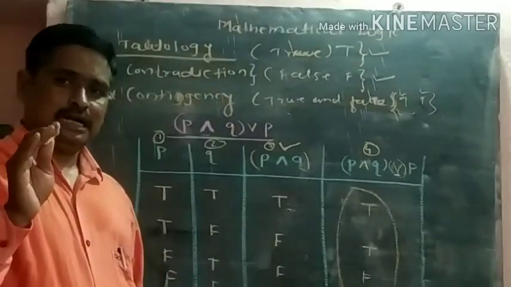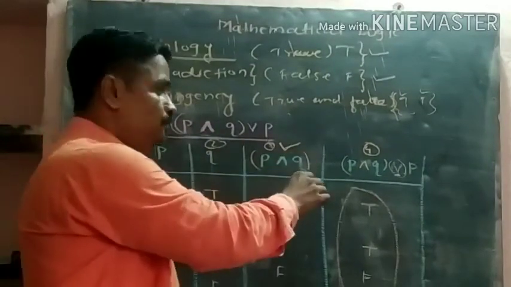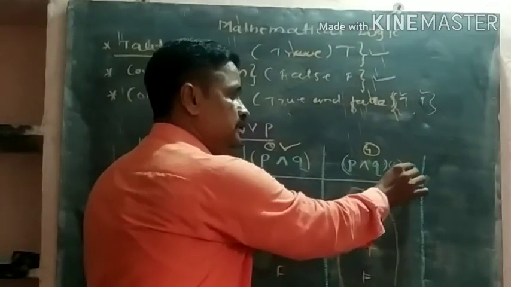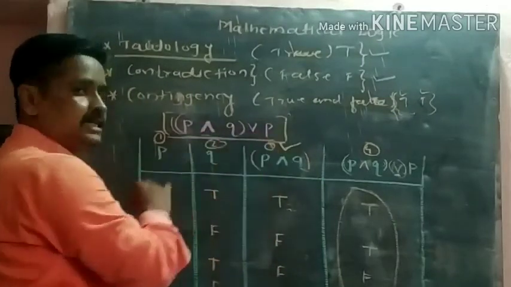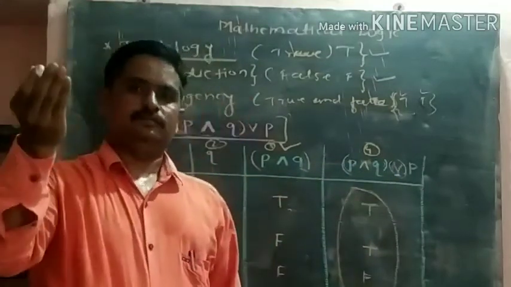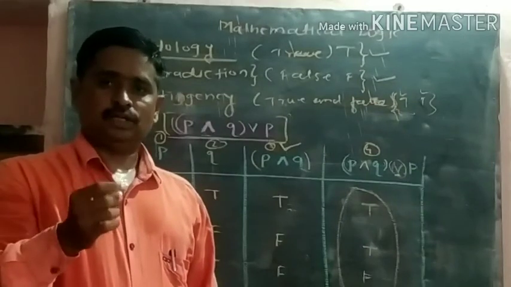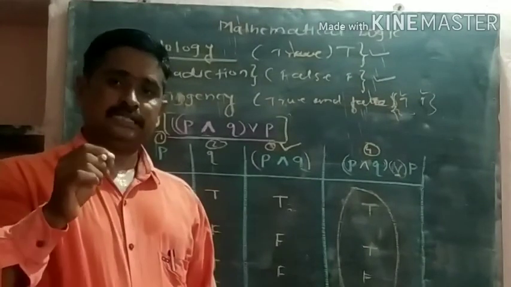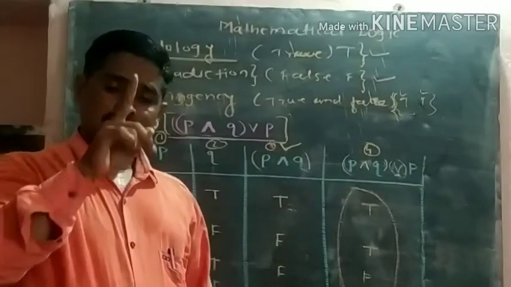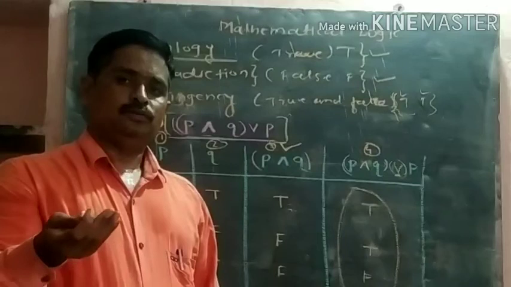So always write it from column number 4. In this case, observe column number 4. P conjunction with Q, disjunction with P is nothing but the given statement. That means it lies in the last column. Whenever we verify a tautology, the given statement pattern lies in the last column, and we have to observe the last column entries, and after that we conclude whatever it may be.